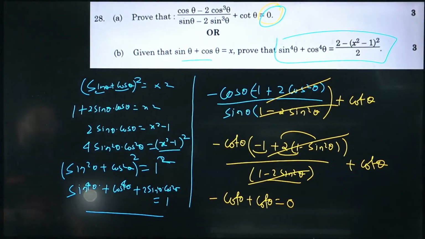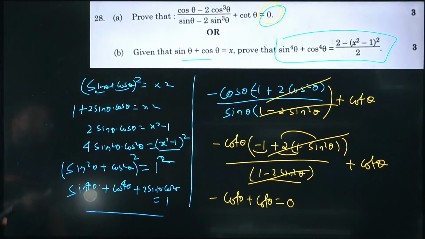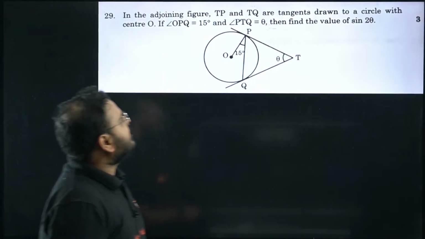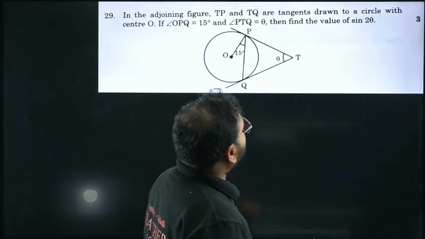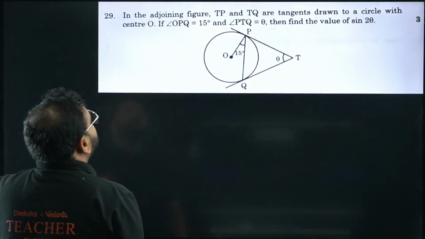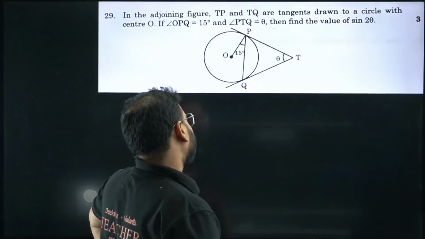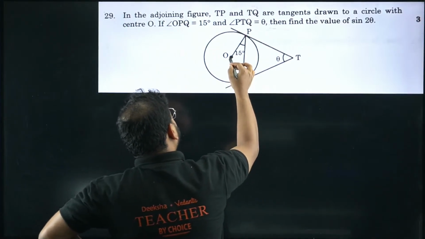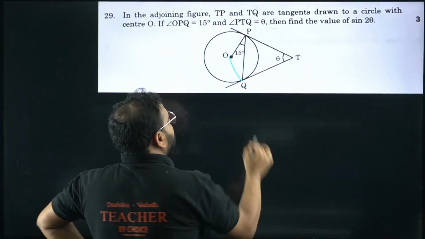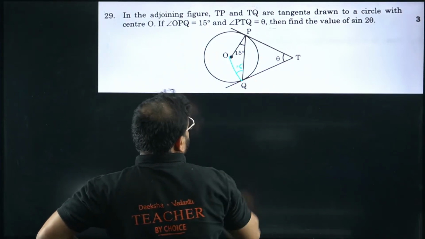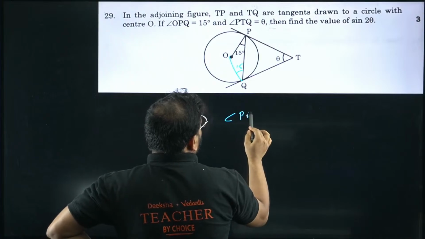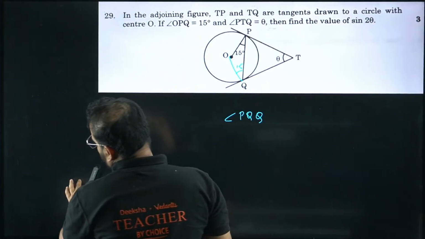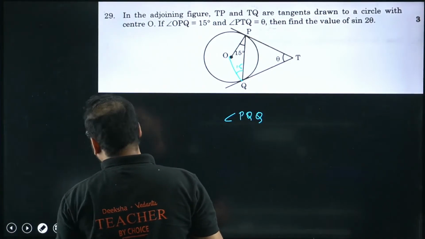Simple question, okay? So A and B both are done. 29 now. In the adjoining figure, TP, TQ are tangents to the circle drawn, okay? They're asking the value of sin 2 theta, right? So first join this. Join this OQ line. This will become, sir, again 15. And you get angle POQ, POQ will become, sir, 150, right?